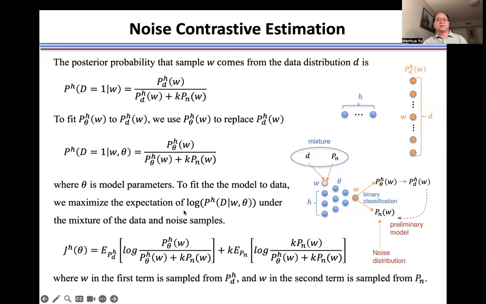We define the expectation of a log posterior probability under the mixture of the data and the noise samples as the objective function, which includes two terms. The first term is the expectation of this log over PD. The second term is the expectation of this log over Pn.